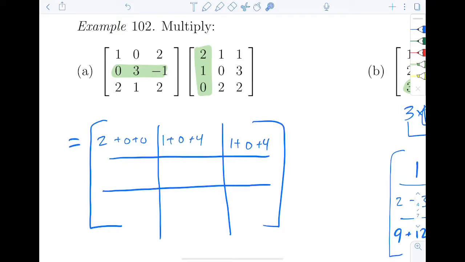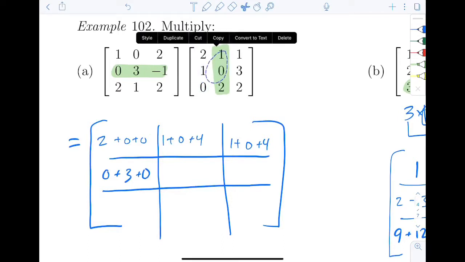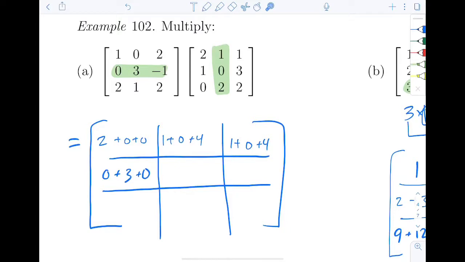Next one. 0 times 2 is 0. 3 times 1 is 3, 0. So I get 0 plus 3 plus 0. Move to the next one here. Middle row, middle column. That's going to be 0 plus 0 plus negative 2. As you can see, a few zeros are really good to have around on this. Last one from this: 0 plus 9 minus 2.